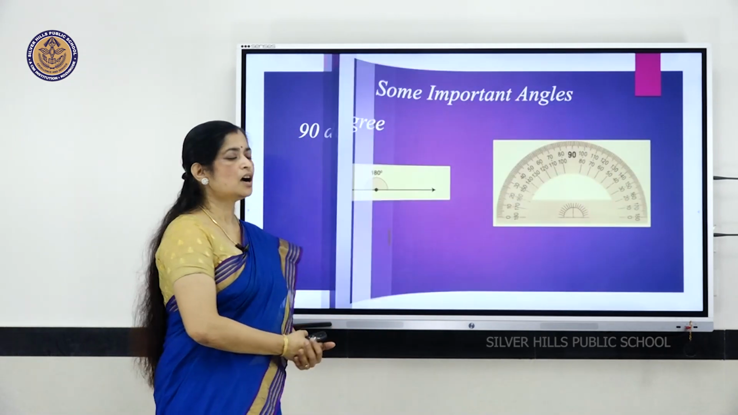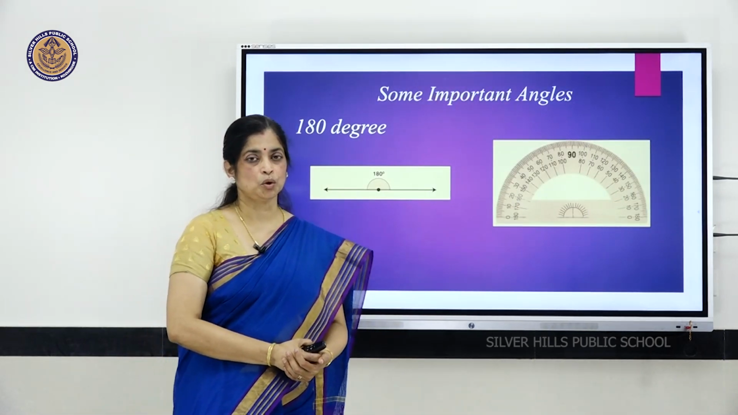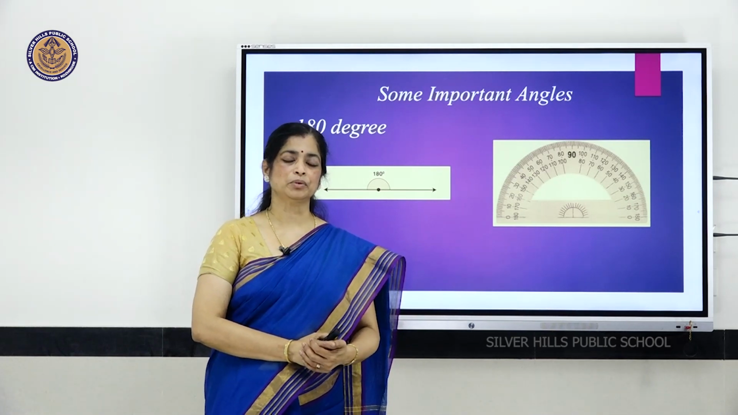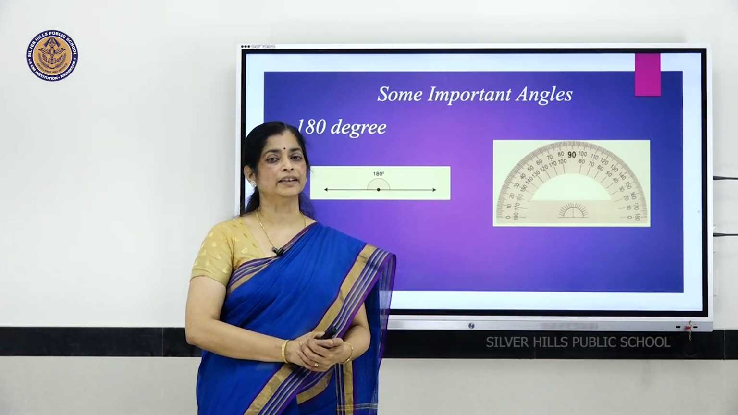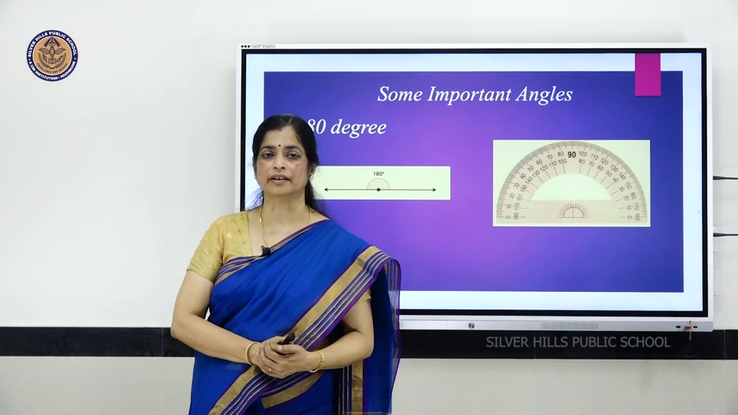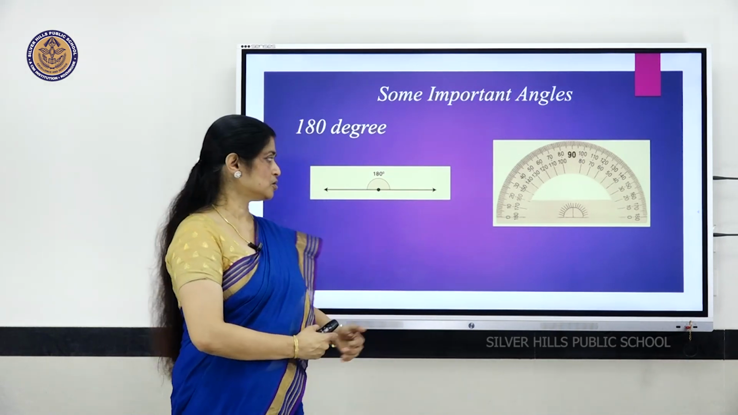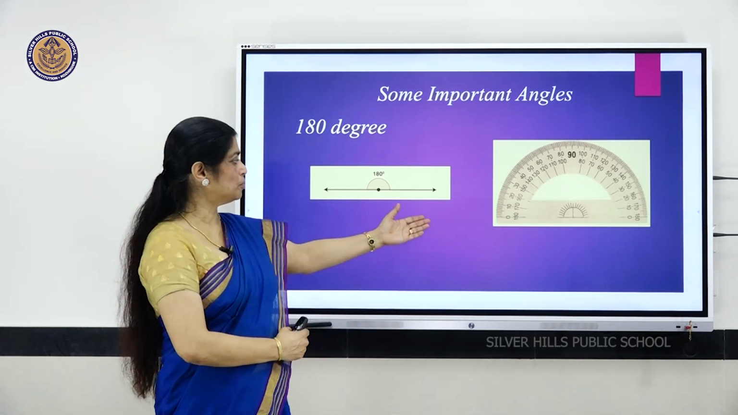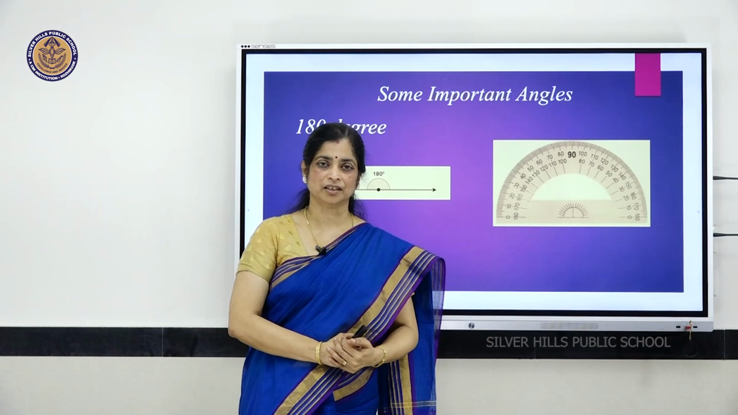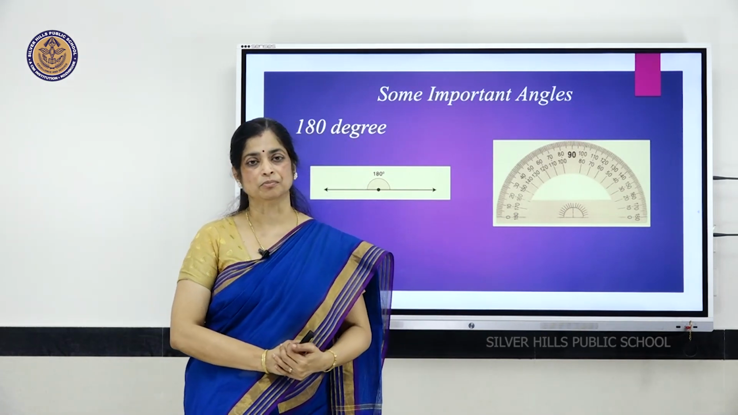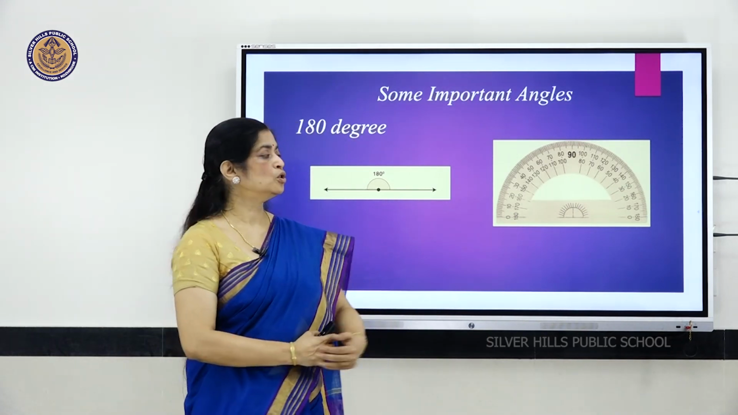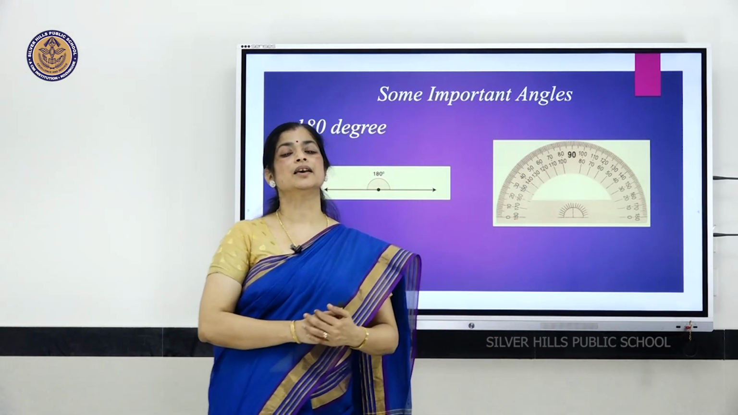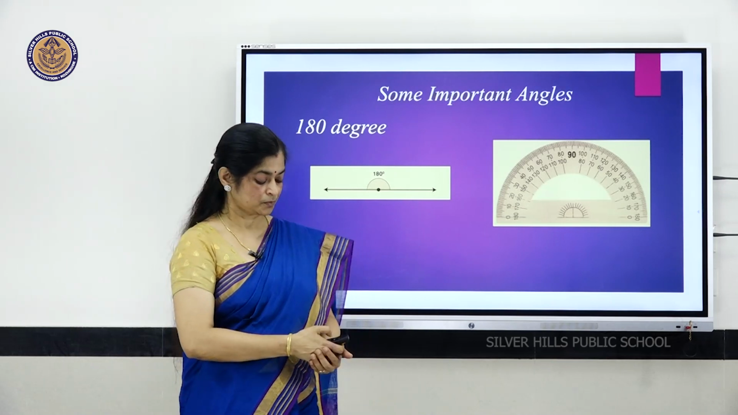Next is 180 degree. When do we get 180 degree? When we add 90 plus 90. The sum of 90 plus 90 gives you 180 degree. So, it forms a straight line. The best example for that is your protractor. The protractor has measurement starting from 0 to 180. It forms a straight line. It is semicircle in shape.